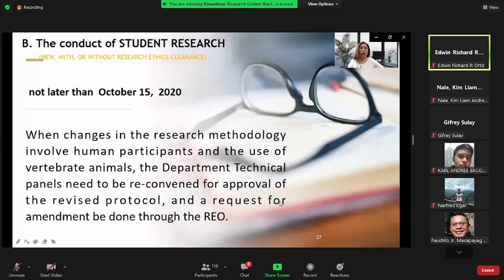Okay, now if there are changes to the research methodology involving human participants and the use of invertebrate animals, the department technical panels need to be reconvened for approval of the revised protocol, and a request for amendment must be done through the Research Ethics Office. I already mentioned this one as a general guideline.